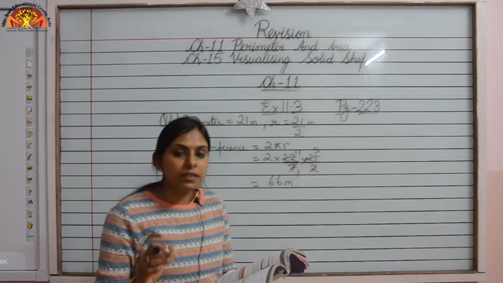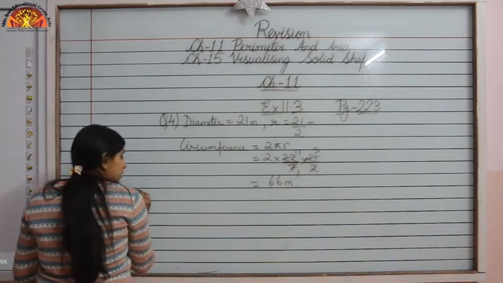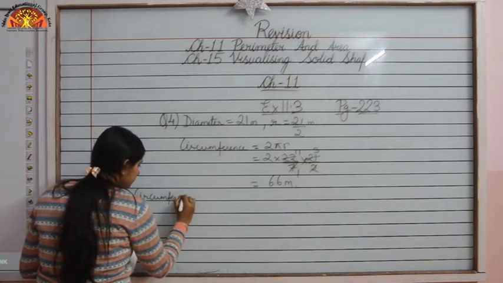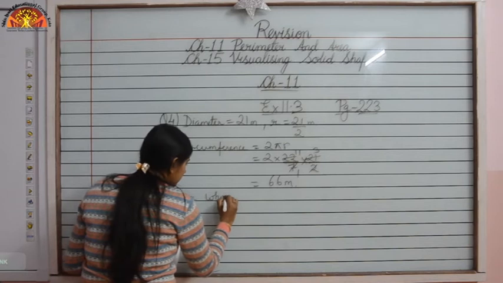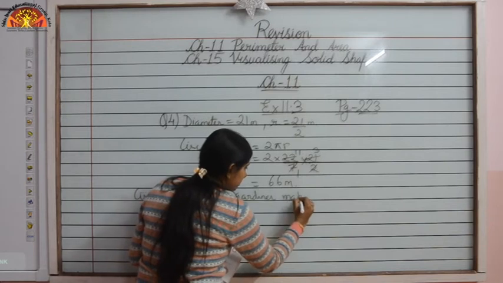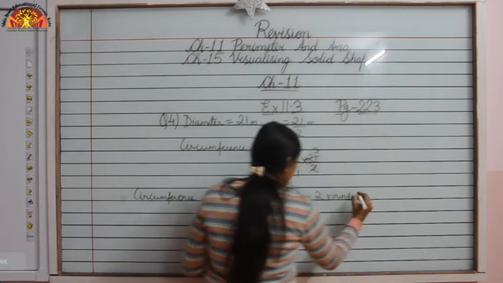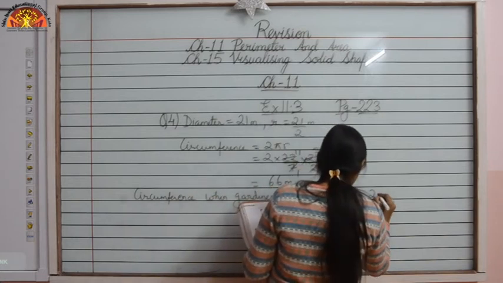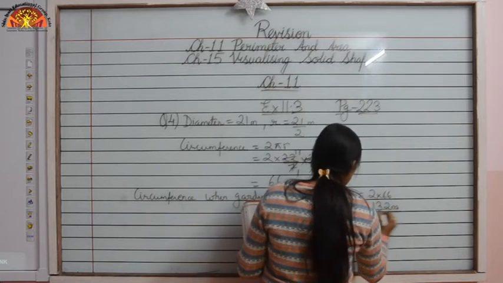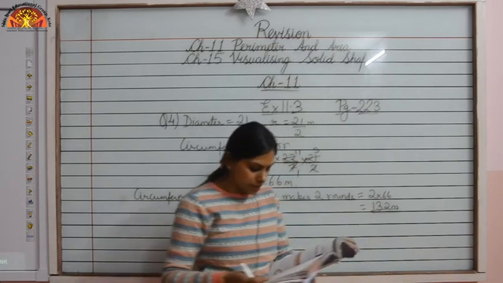Now we are talking about the gardener taking 2 rounds of the fence. So the circumference when the gardener makes 2 rounds is equal to 2 into 66, that comes out to be 132 meters, okay. So when the gardener is making 2 rounds of the fence, the circumference will be 132 meters.